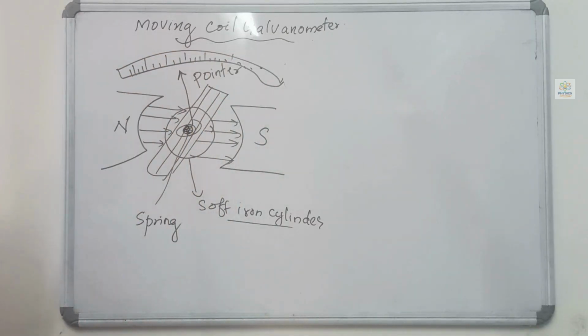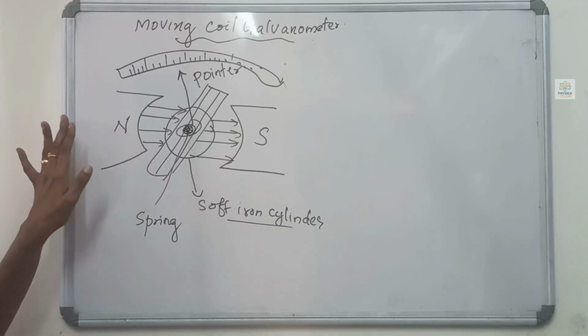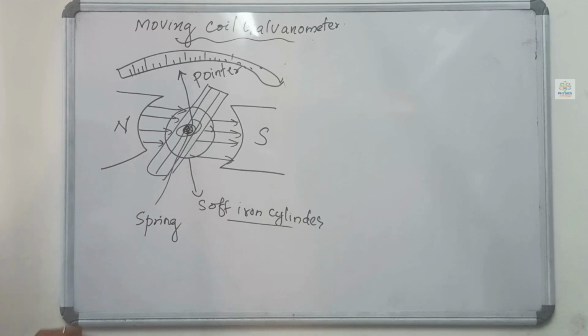Okay, this is the construction of a moving coil galvanometer. It consists of a coil. The coil is placed in a uniform magnetic field. There is a soft iron cylinder which is kept inside the coil. The use of this soft iron cylinder is to make the field radial as well as to increase the strength of magnetic field. So next we have to study what is meant by radial field. Radial field means the plane of the coil is always parallel to the direction of magnetic field.